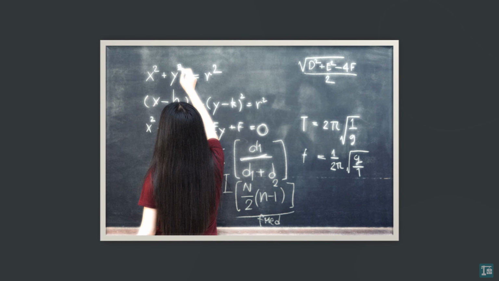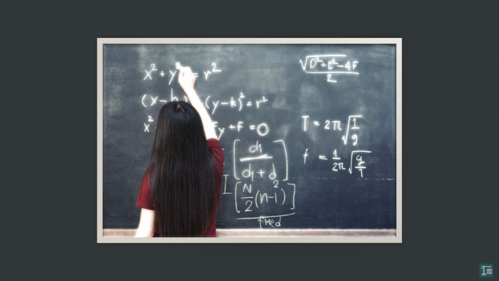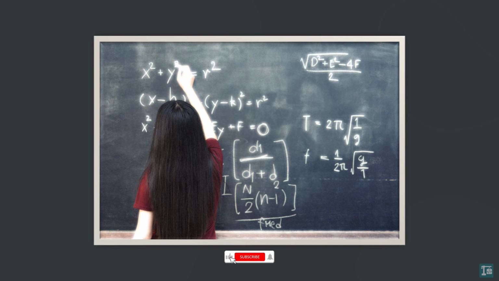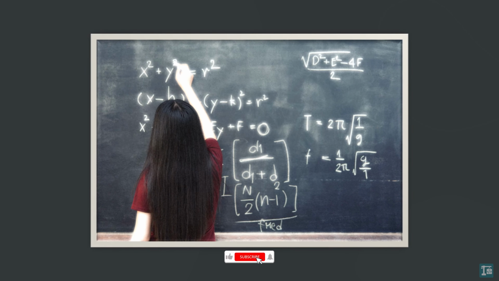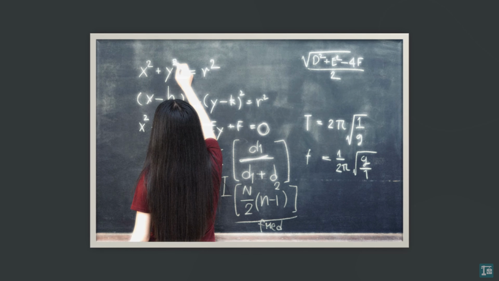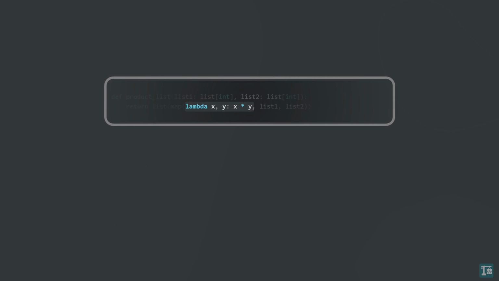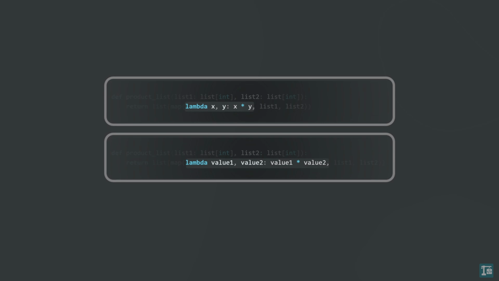Now, what about mathematical operations? If a variable represents a generic value in a mathematical operation, using long names may just add unnecessary clutter. Consider this Python lambda function, which multiplies two integers and is used with map. Naming them value 1 and value 2 instead of x and y, pointless. It just makes the code needlessly verbose.